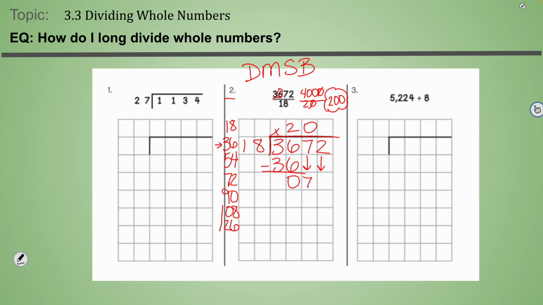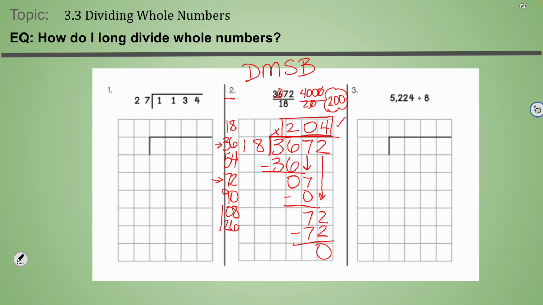Then I can just skip all the steps because 0 times 18 would be 0. If you want to write it, you can. But I get to go to the bring down stage, 72. 18 goes into 72, ooh, right here, exactly 4 times. And I know that 18 times 4 is 72, so I'm just left with 0. Is 204 close to 200? Absolutely. So I'm going to box my final answer.